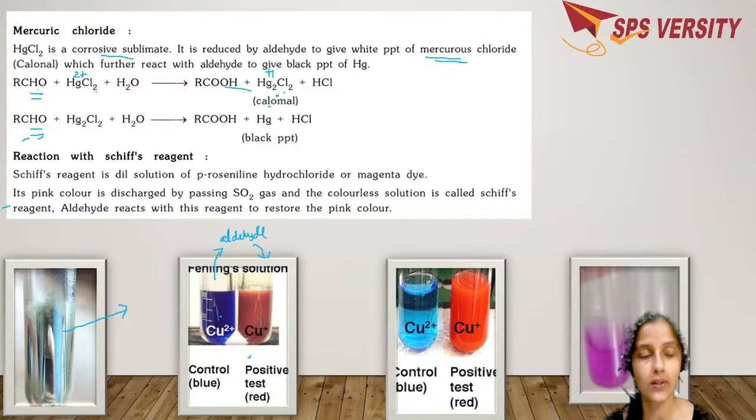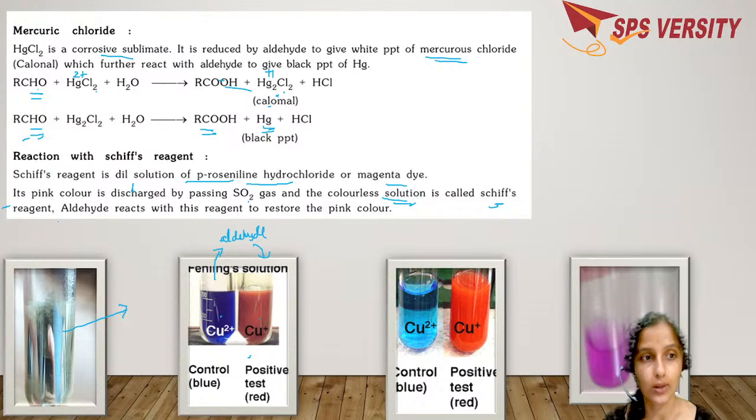If this is further treated with an aldehyde, you get a black precipitate where the aldehyde gets again converted to carboxylic acid. Then the reaction with Schiff's reagent. It's a dilute solution of p-rosaniline hydrochloride, also called magenta dye. So it is a pink color solution. And if you pass SO2 gas through the Schiff's reagent, then you get a colorless solution. Hope it's clear to you. This is called Schiff's reagent.